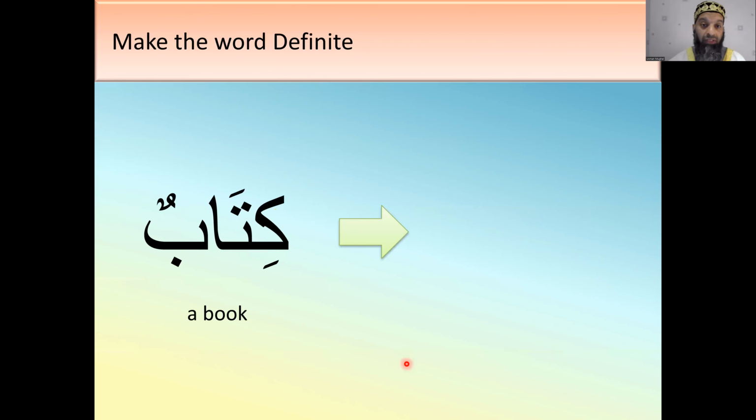So, make the word definite. This is an indefinite word. Why? Because it starts off with a. So here we're saying make the word definite. How are you going to make kitabun into the book? You need to write it in transliteration now, unless you've got an Arabic keyboard. Good, excellent. Put al in front of it.